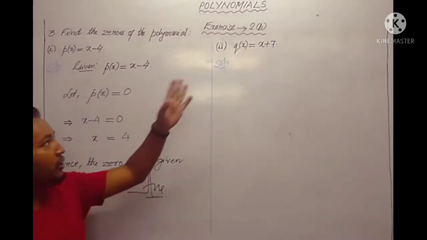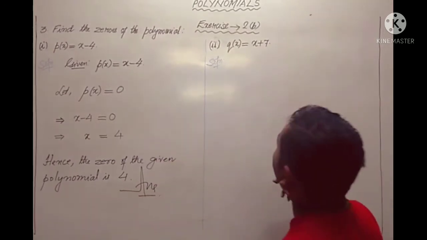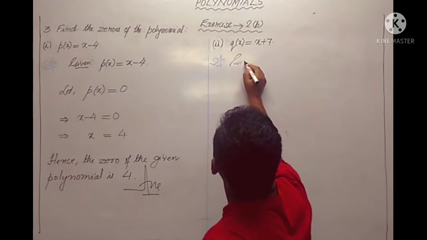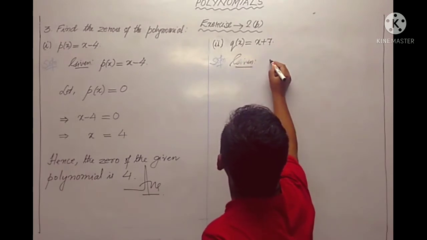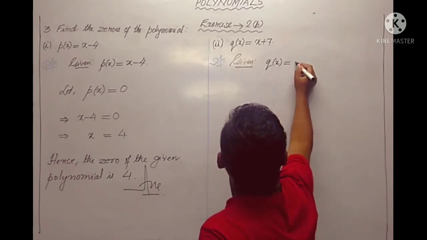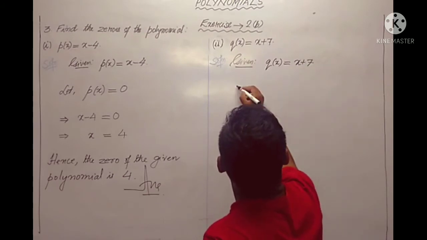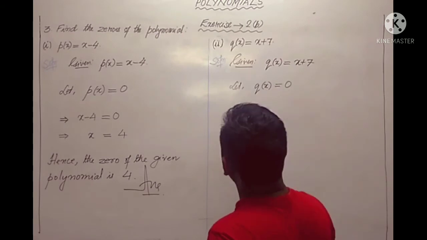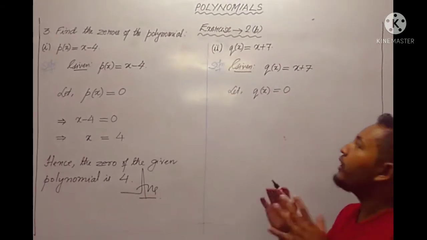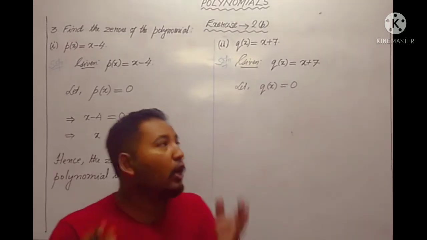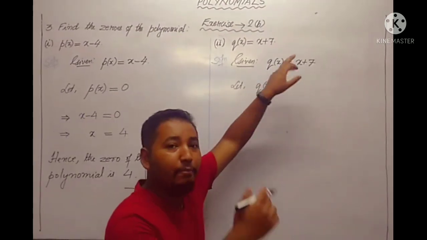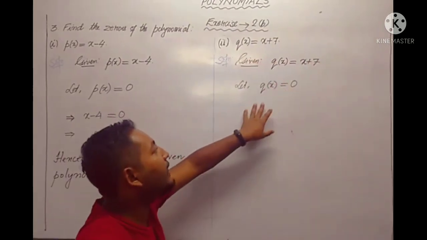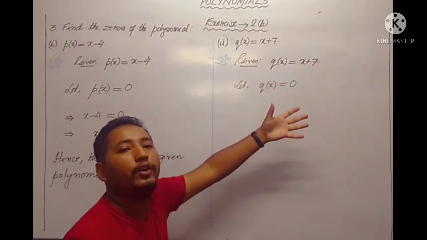Now let us go to the next question. Again, find the zero of q(x) equals to x plus 7. Same, exactly same. Given q(x) equals to x plus 7. Again, let q(x) equals to 0. Just now I have explained why we write q(x) equals to 0, because when you get the value of x and put that same value here, the expression becomes 0. That is why we say let q(x) equal to 0. That is the only way to find out. Okay?